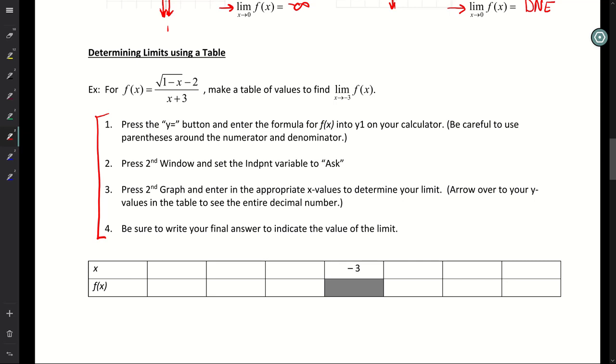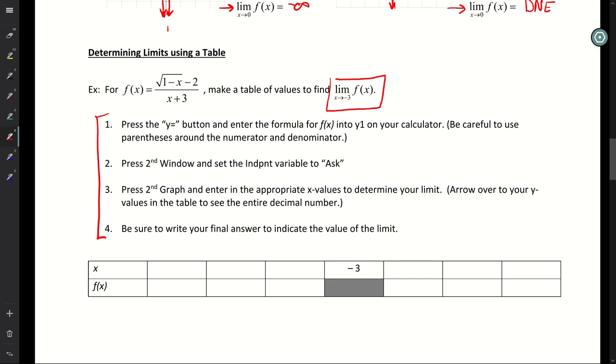All right, so for this example, I have f of x equals the square root of 1 minus x, minus 2, all over x plus 3 as the function. I definitely don't want to try to graph that. That's going to be something that I don't want to graph by hand. It wants us to find the limit as x approaches negative 3 of f of x.